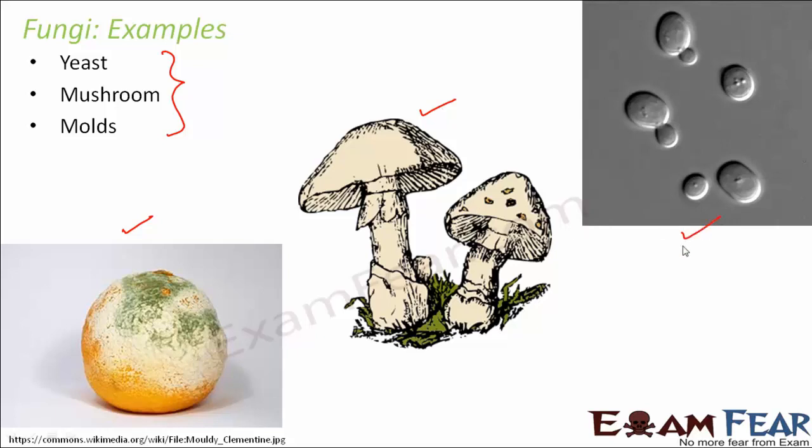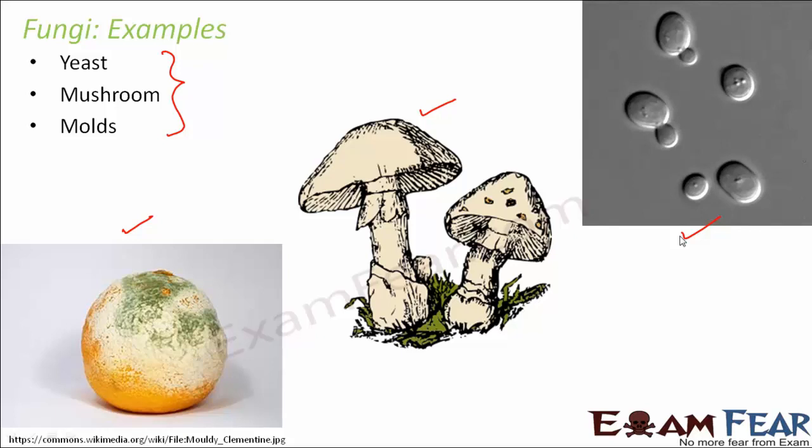Yeast is often used in the baking industry, like if you want to prepare bread or certain types of cakes. In that you need yeast. If you go to a departmental store, you will often see that yeast powder is available in packets. This yeast powder is also prepared from yeast. So these are some of the examples of fungi, and we will see how they are helpful to us and again how they are harmful to us.